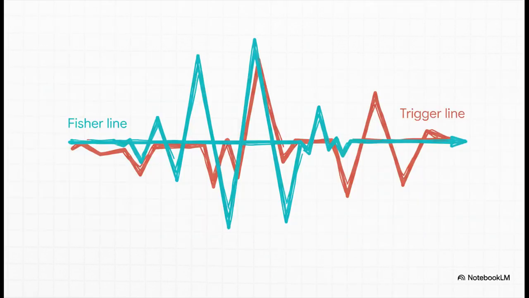So when you actually plot this on your screen, you're going to see 2 lines. You have the main Fisher line, which is the fast one, and then a second slower line that we call the trigger or signal line. It's really the interplay between these 2 lines that gives us our trading signals.